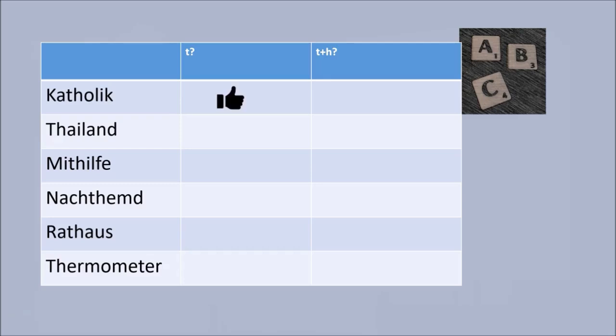Katholiek, Thailand, Mithilfe. There's your compound noun, Mithilfe. And the next one the same, Nachthemd, Rathaus. But the last one, Thermometer. Well done if you've got those.